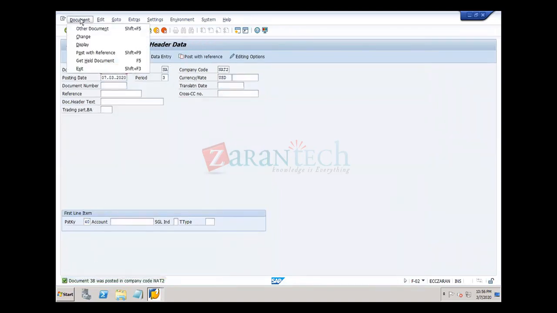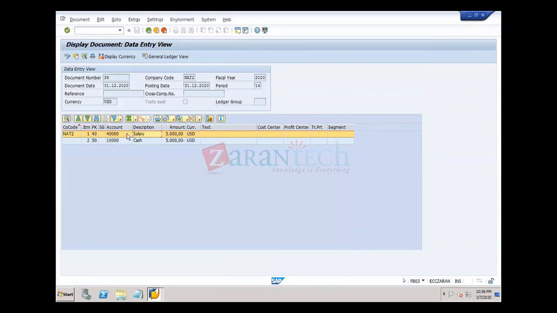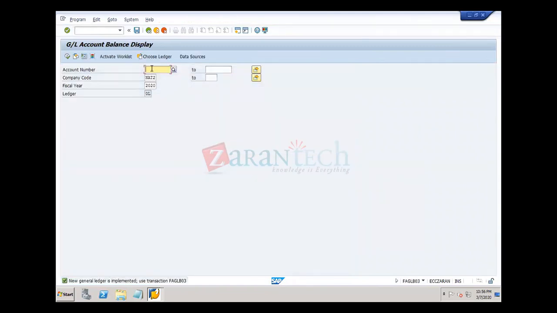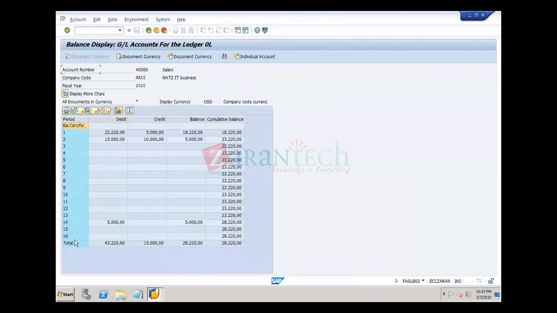So I posted on which GL account? On the salary GL account, on cash. I go to FBL3N, not FBL3N, FS10N. Okay, so which special period I have taken, 14, it has to show in 18 only. So this is relevant to this year, 2020.